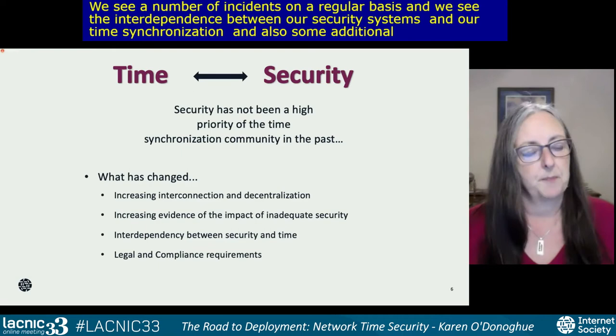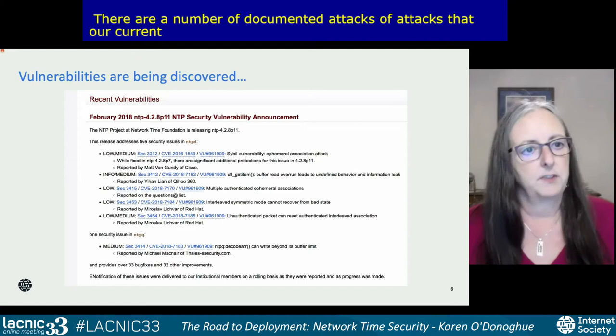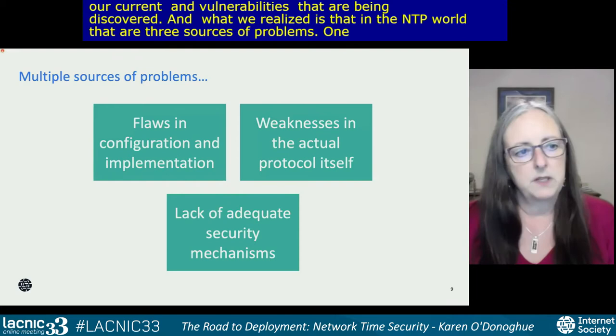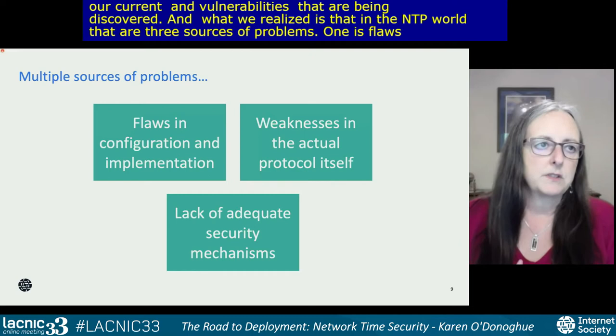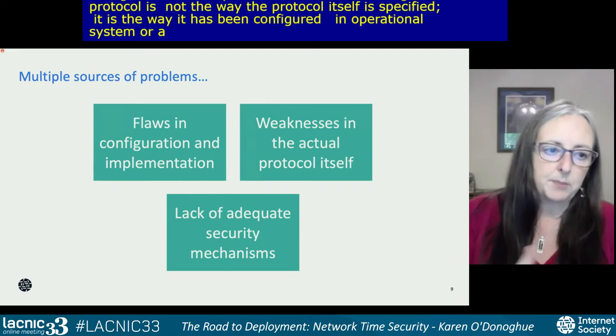So as I mentioned, attacks are occurring. There are a number of documented accounts of this. Lots of vulnerabilities are being discovered. And what we've realized is that in the NTP world, there are three sources of problems. One is flaws in configuration and implementation. So these are things where the problem is not the way the protocol itself was specified. It's the way it has been configured in an operational system, or it's a bug in the implementation.